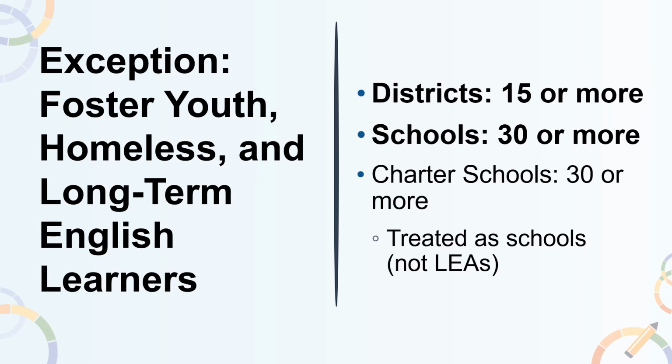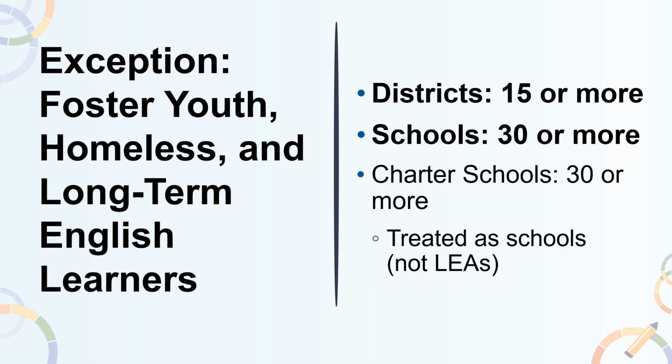There are, however, N size threshold exceptions to the rules. They apply to the foster youth, homeless, and the new long-term English learners, or LTEL, student groups, as their N size thresholds are different at the LEA and school levels. At the district or LEA level, there must be 15 or more students in the denominator to be reported on the dashboard and held accountable for all the state indicators except for the science indicator, because science is not being used for accountability purposes on the 2024 dashboard.